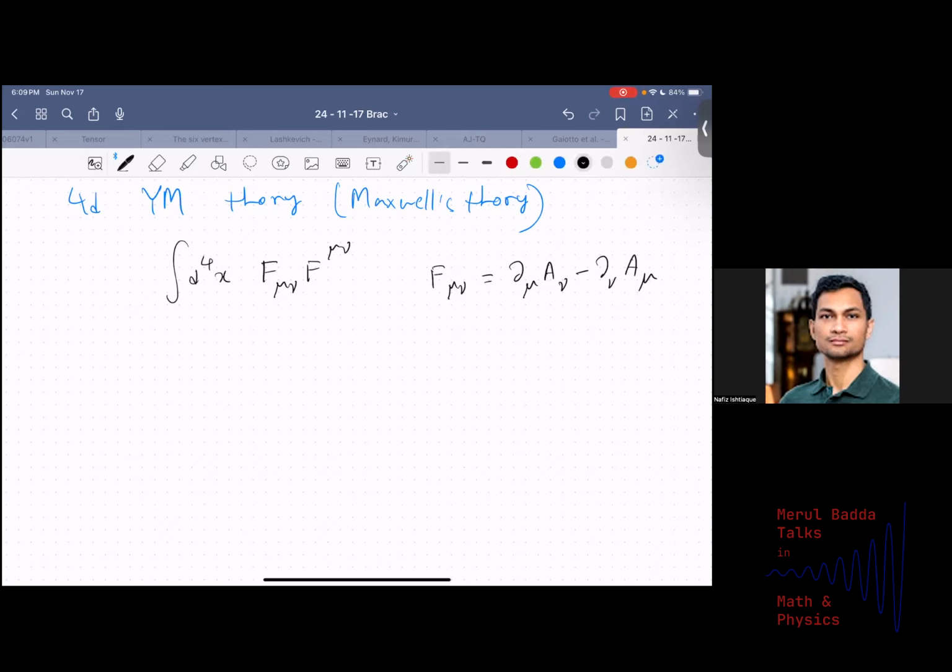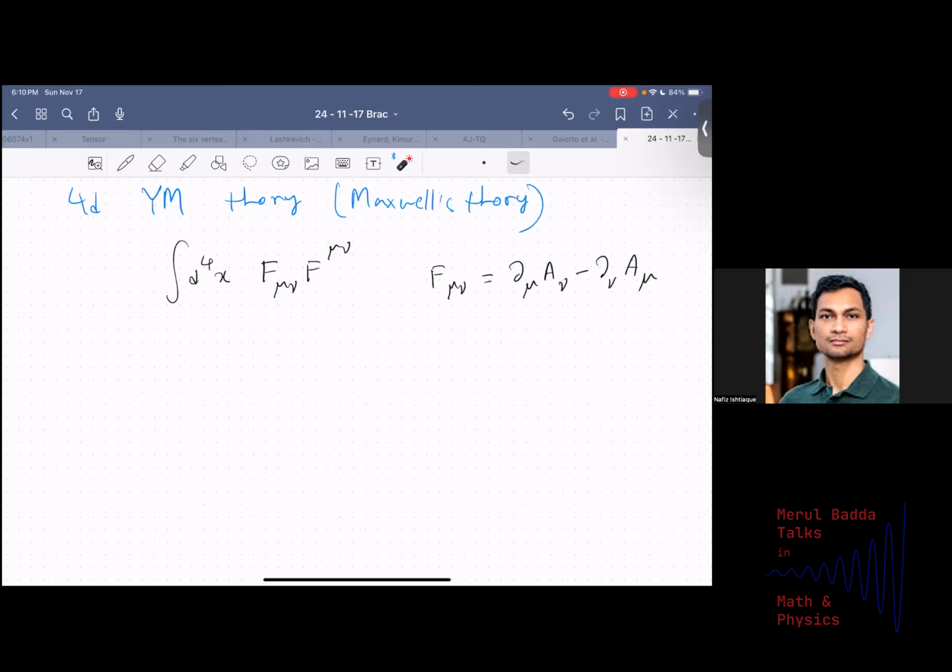Something gauge invariant that you can write down is any Lorentz invariant operator built from F_{μν}. So one of the local operators is, of course, the Lagrangian itself. This is a local operator. It's gauge invariant, it's Lorentz invariant. And similarly, you can try to write down higher powers of F. Okay, whatever. But these are not the most interesting operators in the theory.